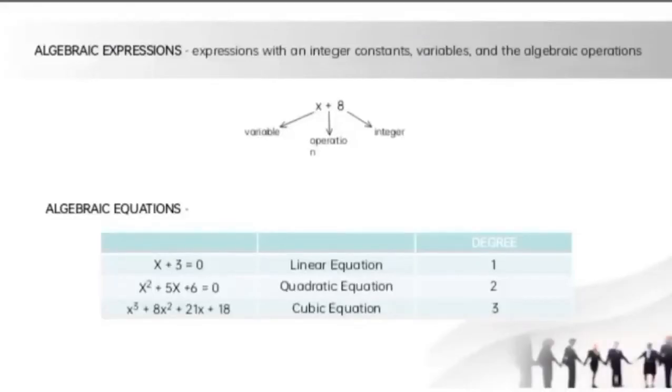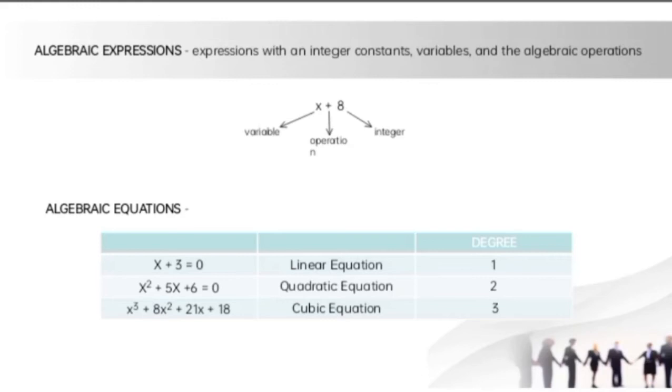But what are algebraic expressions? Well, it is an expression with integer constants, variables, and algebraic operations. We have here the example x plus 8. The x is the variable, the operation is plus, that can be minus, and we have here the integer that can be negative or positive.